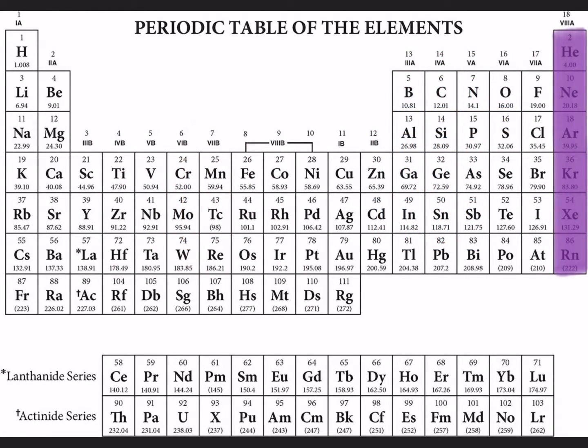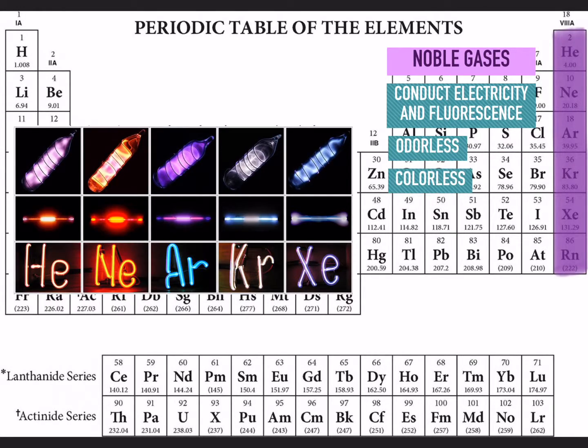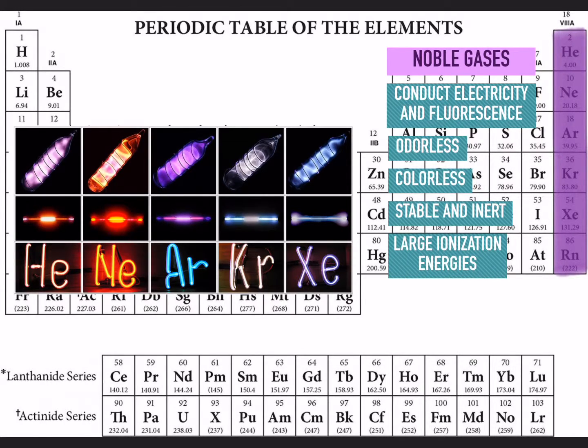Last but not least, group 8A is famously known as the noble gases. They conduct electricity and vibrant fluorescence, and are odorless and colorless in their elemental forms. They're also the most stable and inert elements in the periodic table because of their full valence shells. This is reflected in their large ionization energies.